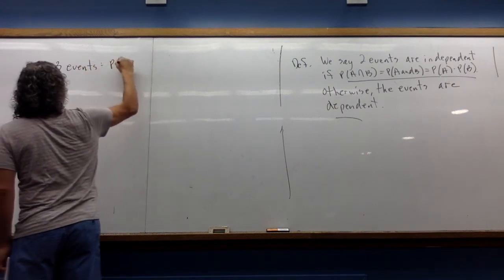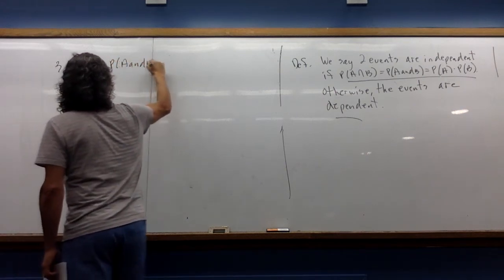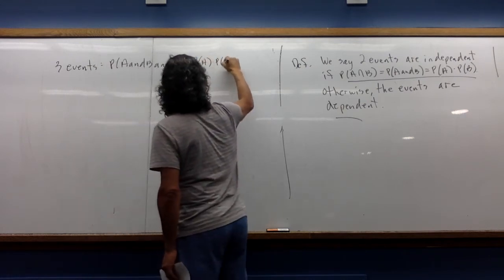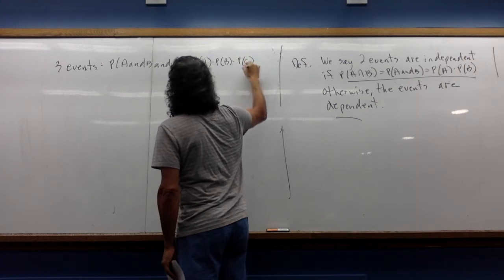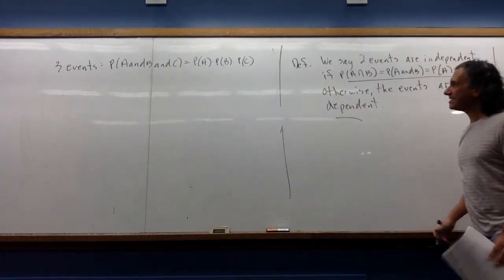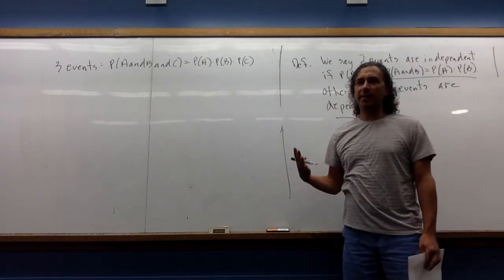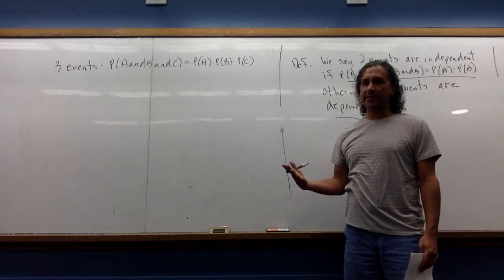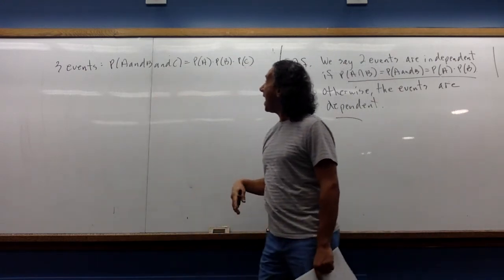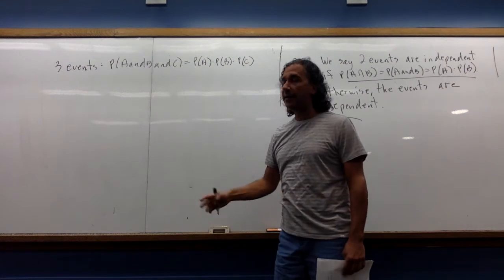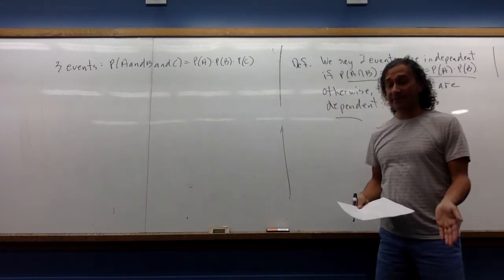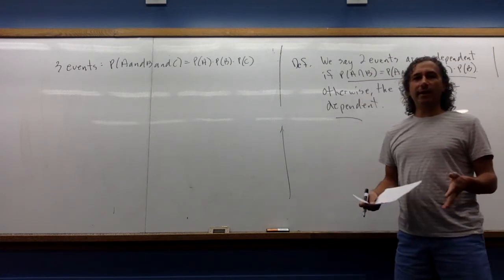3 events, the probability of A and B and C is the probability of A times the probability of B times the probability of C. So if 3 events are independent, that's true. Technically, as part of the definition, they're also pairwise independent. So in other words, if we have 3 events, the probability of A and B will be the probability of A times B. Probability of A and C will be the probability of A times C, etc.